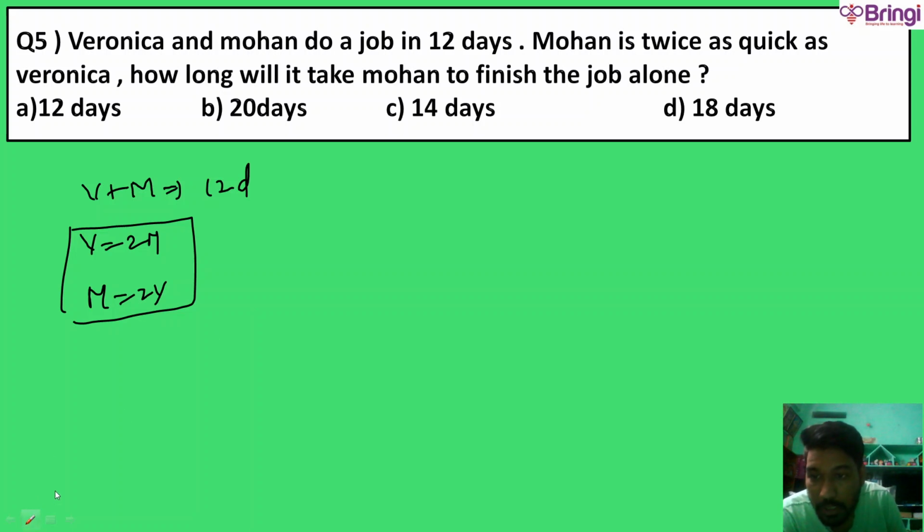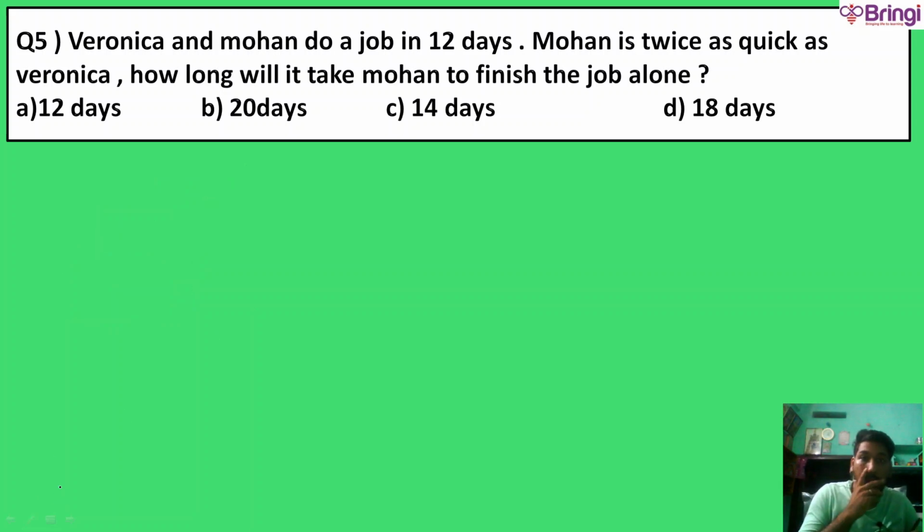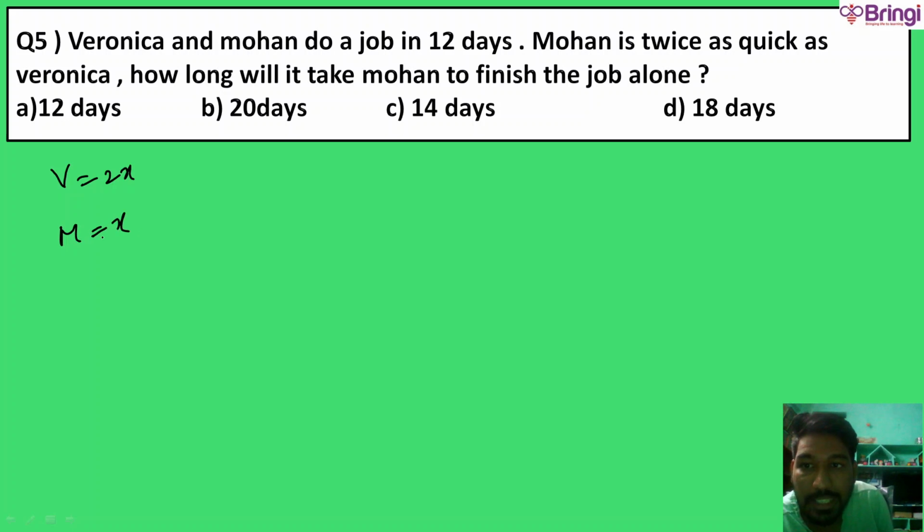Mohan is twice as quick as Veronica. What does it mean? Mohan will do the whole work in half the time taken by Veronica. If Veronica took 10 days, Mohan will take only 5 days, because he is twice as quick. Mohan is more capable, so he will take less time. So Veronica will take 2x time and Mohan will take x time, and combined V plus M is 12 days.